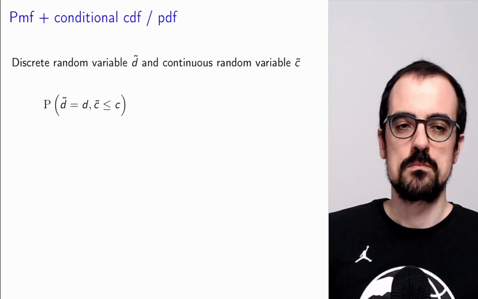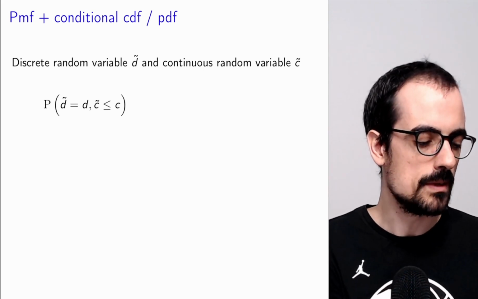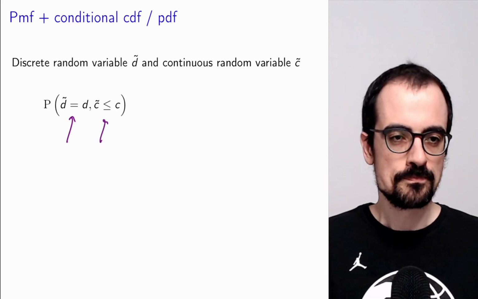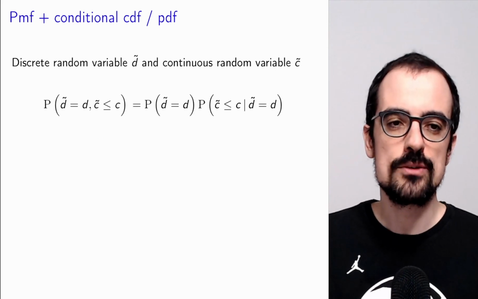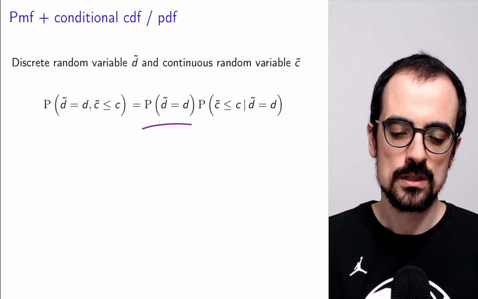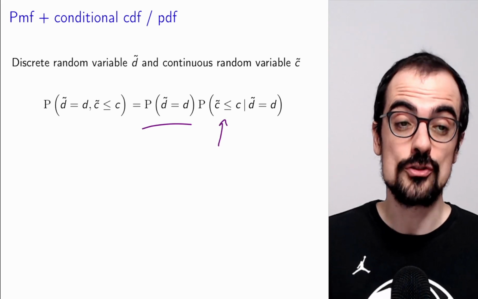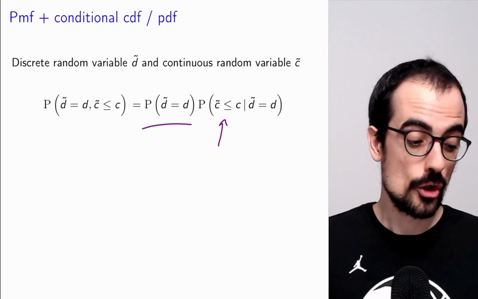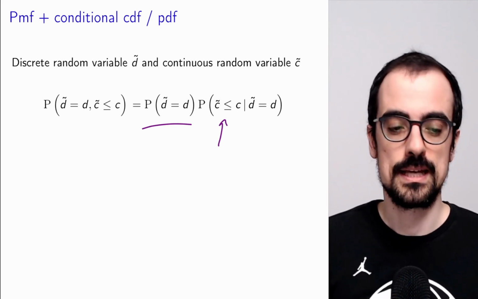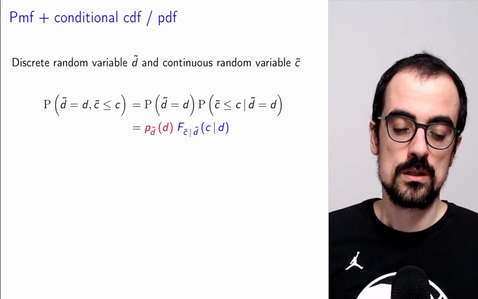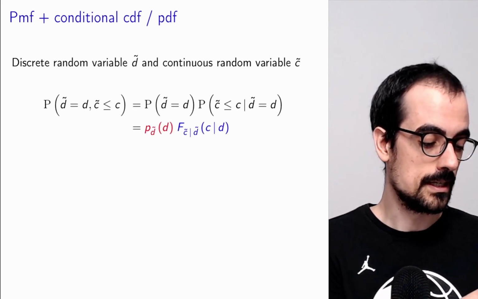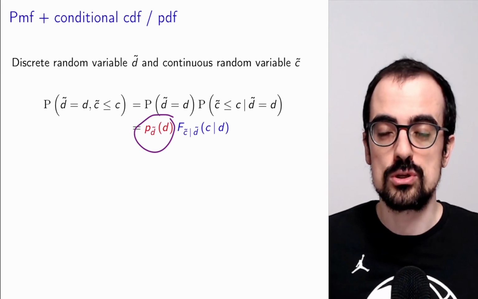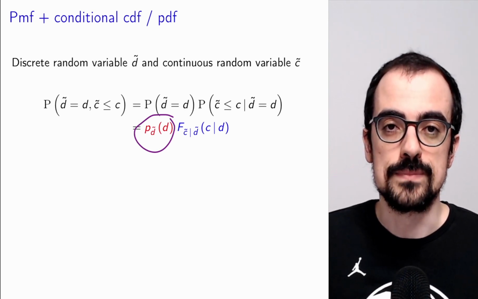So for example, we might ask about the probability that D is equal to a certain value and C is smaller or equal to a certain value. What is this equal to? By the chain rule, it's just the probability that D is equal to that value, times the conditional probability that the continuous random variable is smaller or equal to the value of interest, conditioned on the discrete random variable being equal to that value. So this immediately is the PMF of the discrete random variable. No problem there. That's what we usually use to manipulate the discrete random variable.